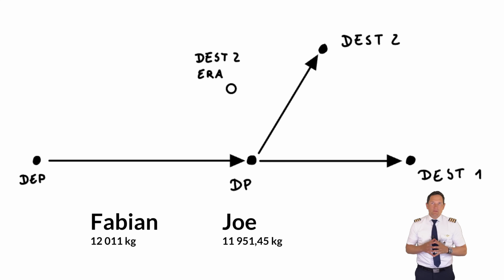And if we now apply the reduced contingency fuel policy, we have to choose the greater of the two possible fuel scenarios. So Fabian's calculation is the greater one. So his 12,011 kilograms is the correct answer.